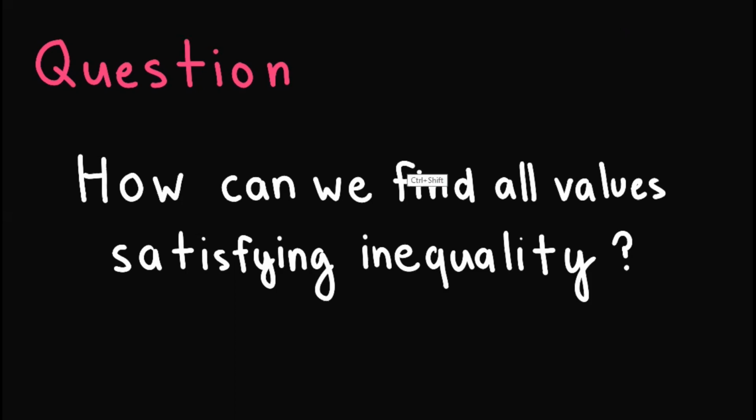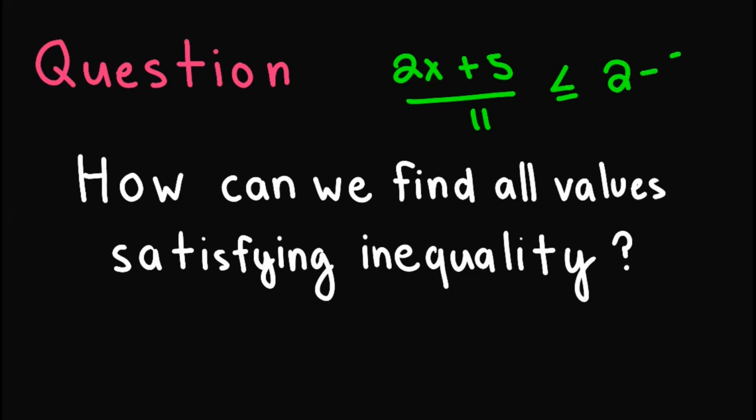But what if we have, say, (2x + 5)/11 is less than or equal to 2 minus 5x, like that. So now it's not easy to see immediately what values of x satisfy this given inequality. So this is what we'll be trying to figure out in this video.